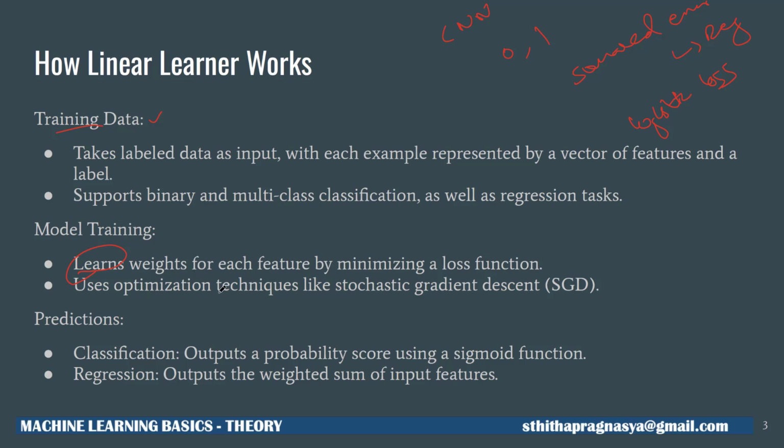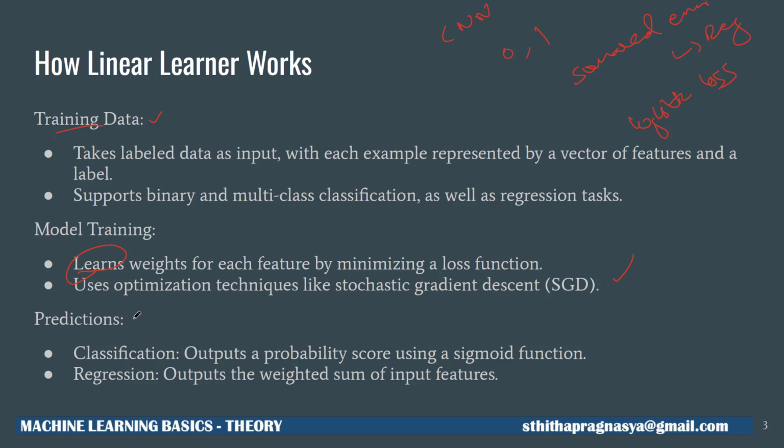The algorithm uses optimization techniques like stochastic gradient descent. I'm not going to say that again; I would instead say SGD, to iteratively adjust the weights to minimize the loss function. Since it learns, it has to automatically adjust and make itself more appropriate or correct, right? So it uses optimization techniques like SGD so that you can minimize the loss function.